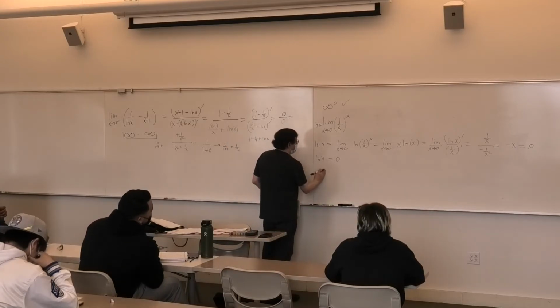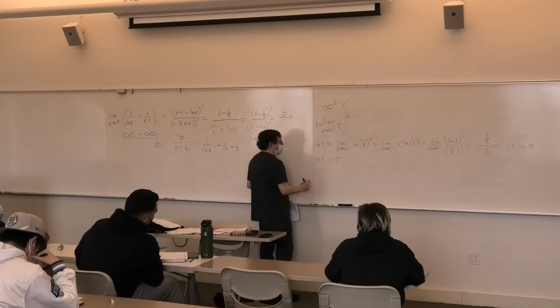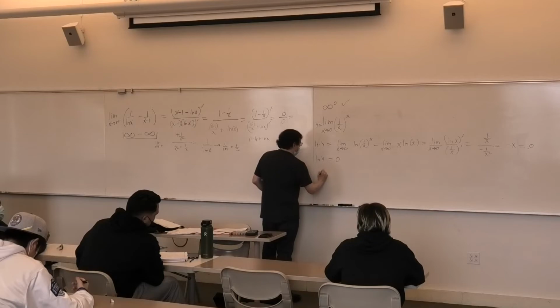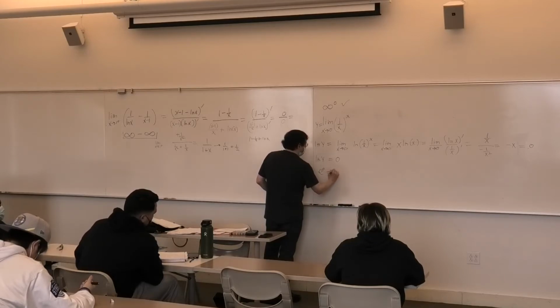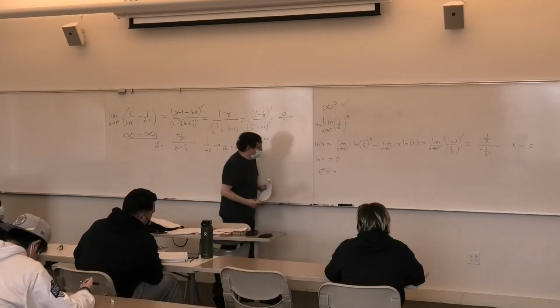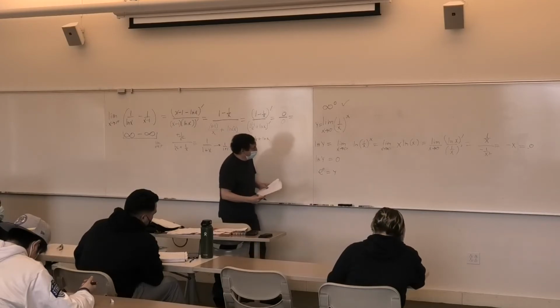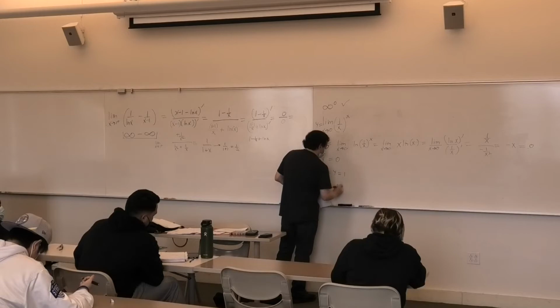Help if I wrote the inverse, right? So that's e to the 0 equals y. Oh, well, that answers the question, doesn't it? It's equal to 1.